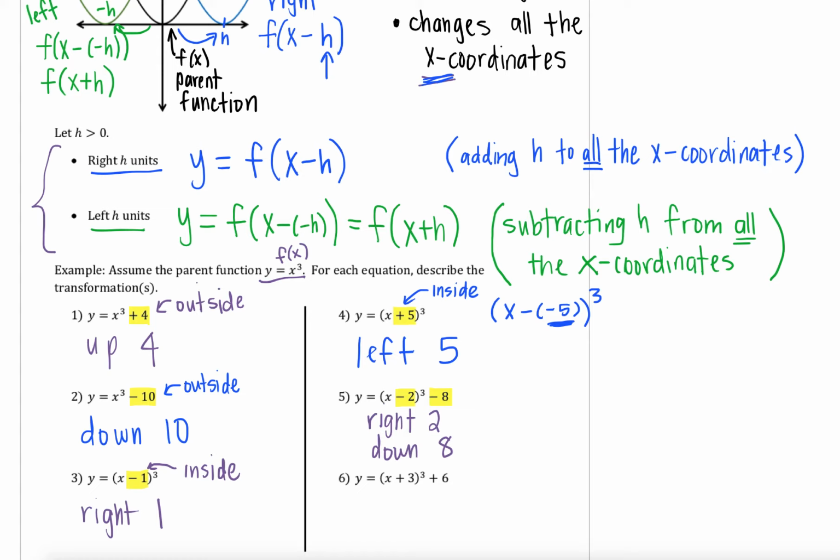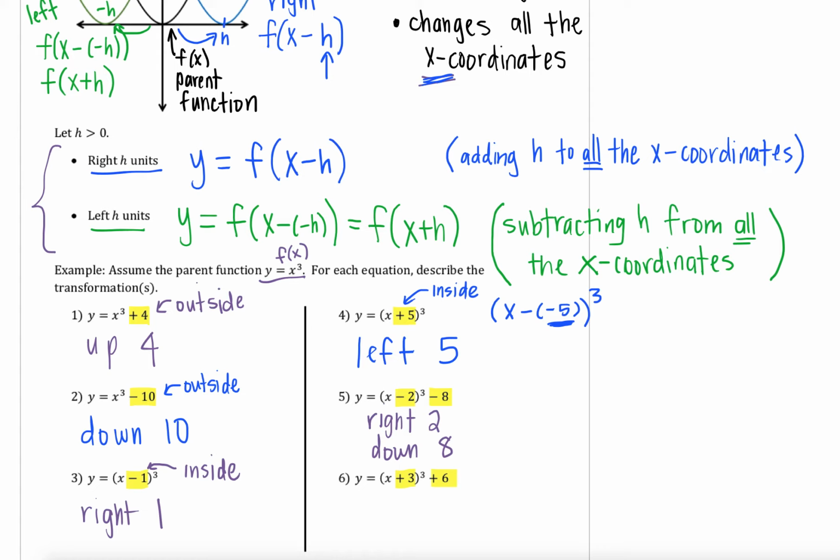Okay, and in our last example here, we have (x plus 3) cubed plus 6. Why don't you pause the video and list all of the transformations that we have in this last example. The two things that I see happening here are that plus 3 as well as that plus 6. In this case, the plus 3 is happening inside the function because it's inside that parentheses. It's being raised to the third power as well.